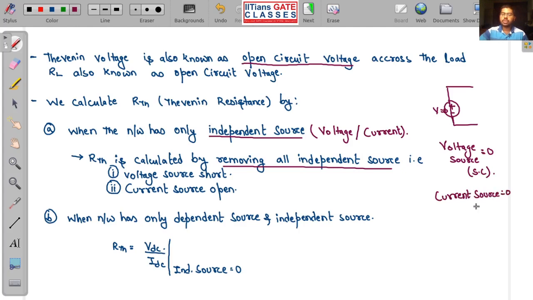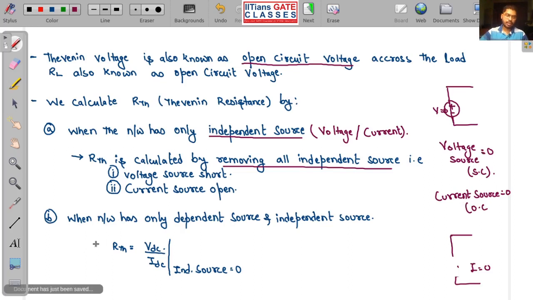And current source equal to 0 means open circuit. Why? See, if this is my current source, and I is equal to 0, this place is open circuited, so no current is flowing in this branch. So if your circuit has only independent voltage or current sources, you are going to remove all the independent sources, whether voltage source or current source. You replace a voltage source by an equivalent short circuit, and a current source by an equivalent open circuit.